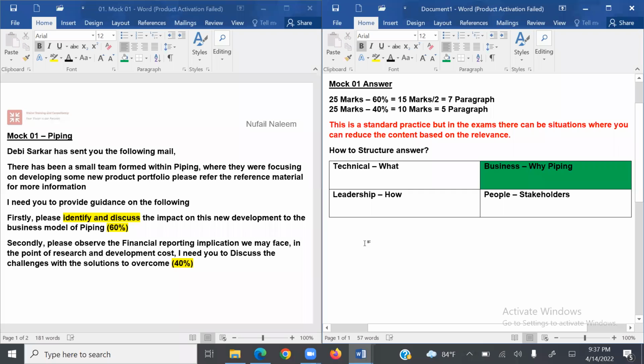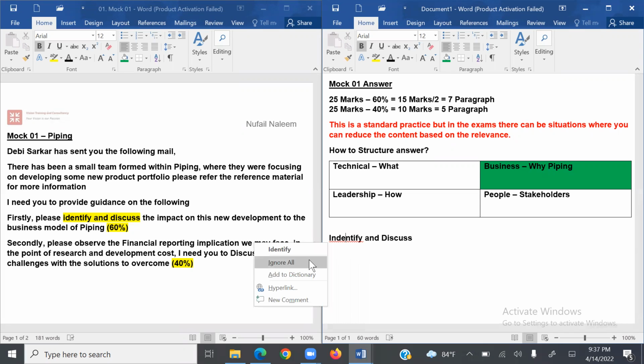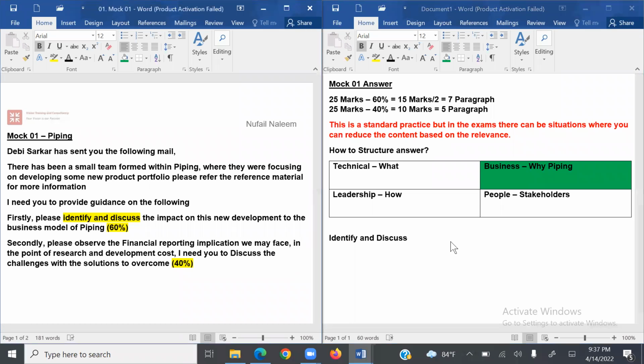So the first thing I'll write down here, identify and discuss. So the first thing I will specifically mention is identify and discuss. So I will make it even easier. I'll just take out the heading as discussion on impact to the business model of the new development.